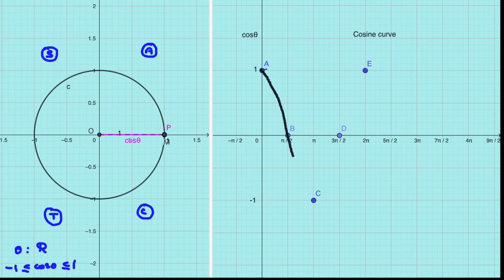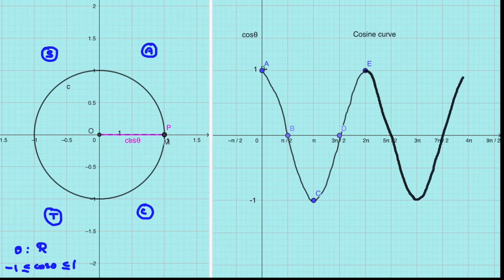Let us join these points by a smooth curve. This is the cos curve for the period of 2 pi. So, same curve can be repeated for 2 pi to 4 pi. Same way we can continue the graph in the negative side of x axis also. Cosine curve is also a wave like curve.